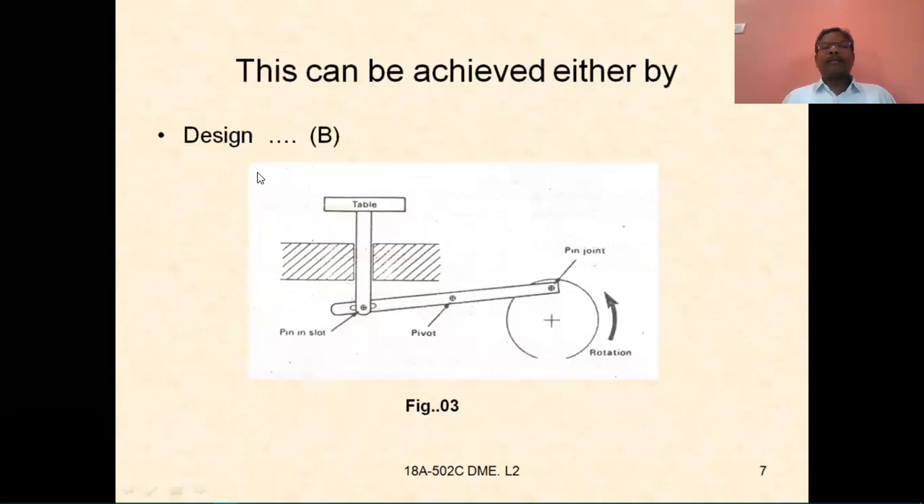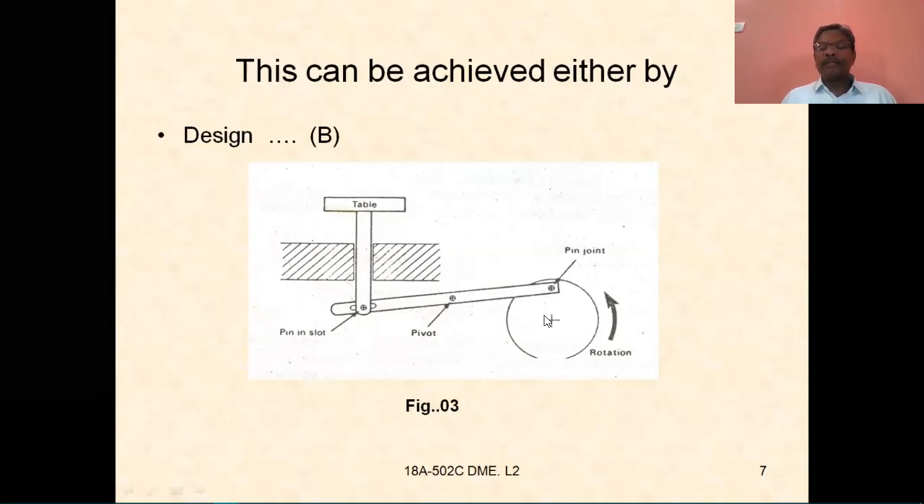And the next, design B. Here in this case we are going to use a crank which will rotate about some axis, and here also there is an arm which is pivoted at this point, and at the end of this arm we connect by a pin to the table. Due to rotation of this crank, the arm will oscillate about the pivot. Due to oscillation, the pin also oscillates in this direction. There is a slot, and this pin will move in this slot, and the table will have reciprocating motion. So this is the second.